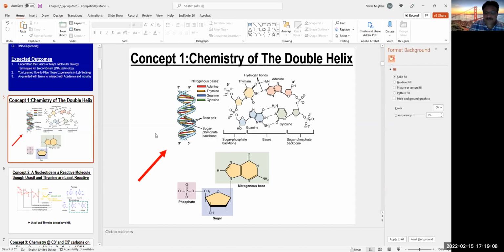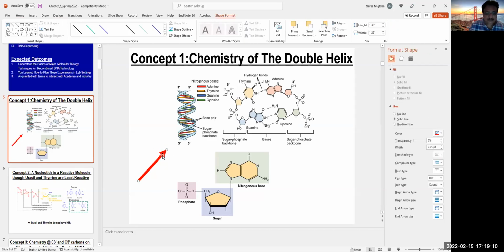So DNA is architecturally a very perfect molecule. Although it looks very squiggly or wavy, it is very tightly packed. Almost meters of DNA are tightly packed inside our nucleus, and this is also tightly packed with the help of proteins.